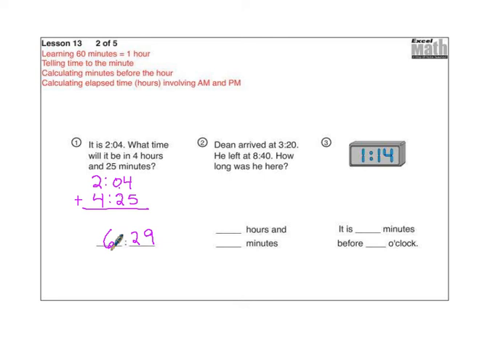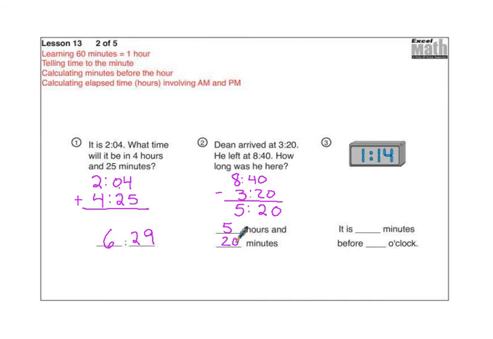All right, Dean arrived at 3:20. He left at 8:40. How long was he there? We have to figure out how much time went by, so we're actually going to subtract on this one. If you didn't do that, go ahead and erase your work and show it this way. So we're going to subtract, and we get that he was there for 5 hours and 20 minutes.